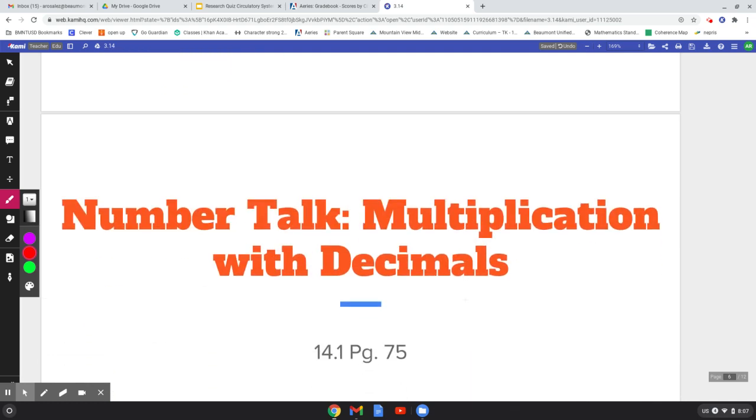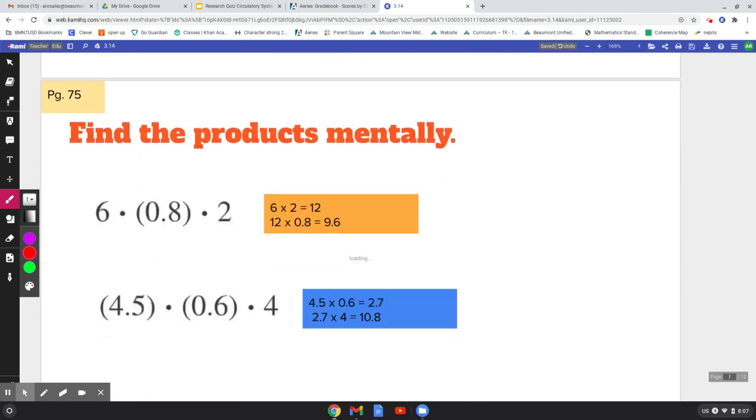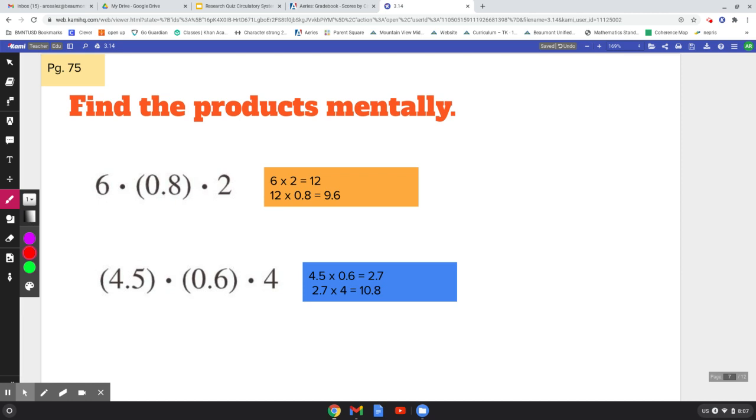And let's get started on some examples here. So number talk, multiplication with decimals, page 75. So you're just going to find the products. Now, you can do it mentally. You can use a calculator. What you need to really know that I wanted to make sure you knew is whenever you have 3 things to multiply, you're going to choose 2 things to multiply first, and then you're going to multiply the answer by the other one that's left.